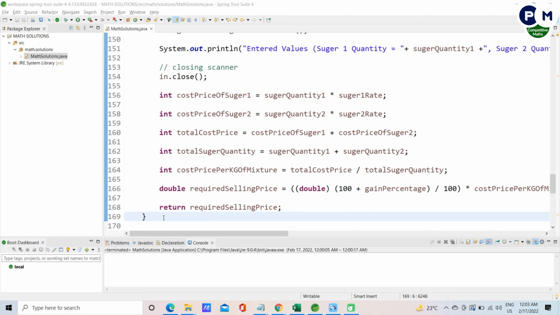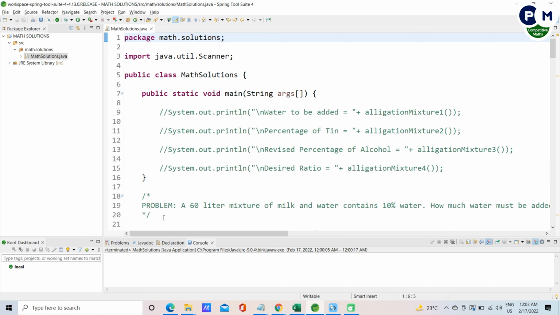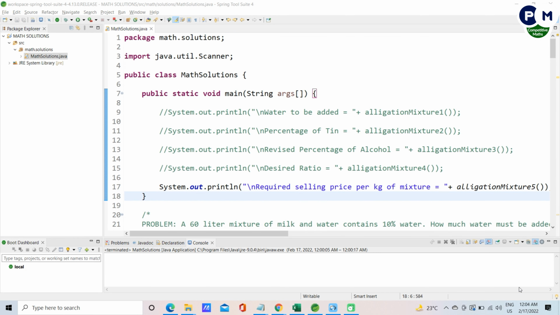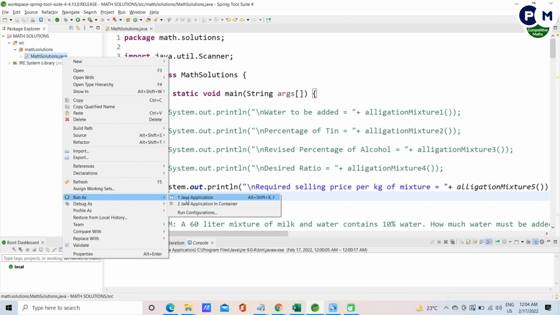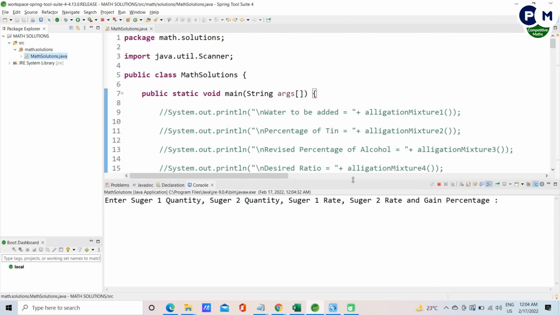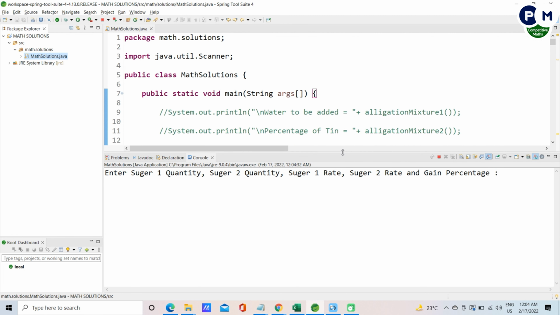Next, the required selling price is calculated as (100 plus gain percentage) divided by 100, times the cost price per kg of mixture. The last step is to return the required selling price. Here, I am printing the required selling price by calling the alligationMixture method. Execute the code by right-clicking on the Java class. Here is the result on the console.